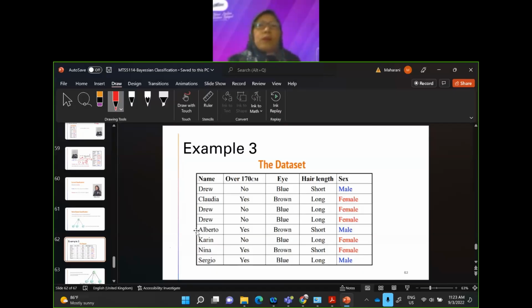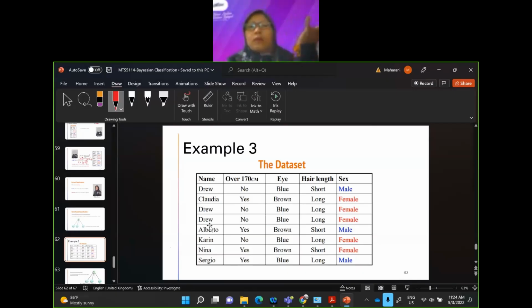So how to compute them? Please use a similar way. Okay, use the chain rule. But you have to think: are these features dependent or independent?